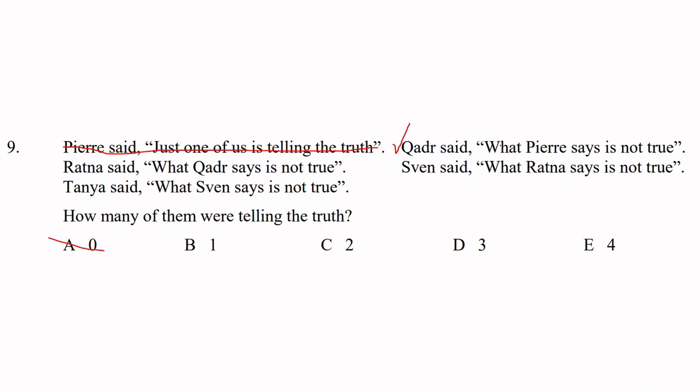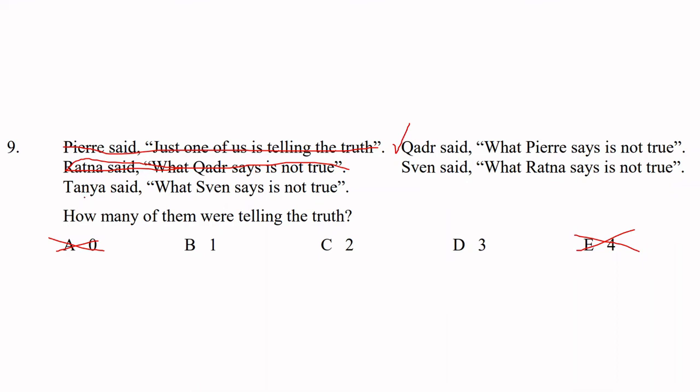Except that's not the case, because Ratna says what Kadar says is not true. Well, we've just proven that what Kadar says is actually true, therefore Ratna is also false. Therefore, we can cross off the 4. So now we've only got 3 scenarios. We've got 1, 2, or 3. Okay, let's have a look at the next scenario.